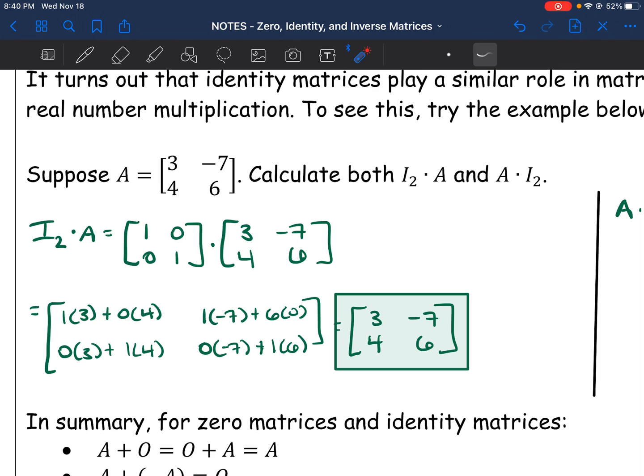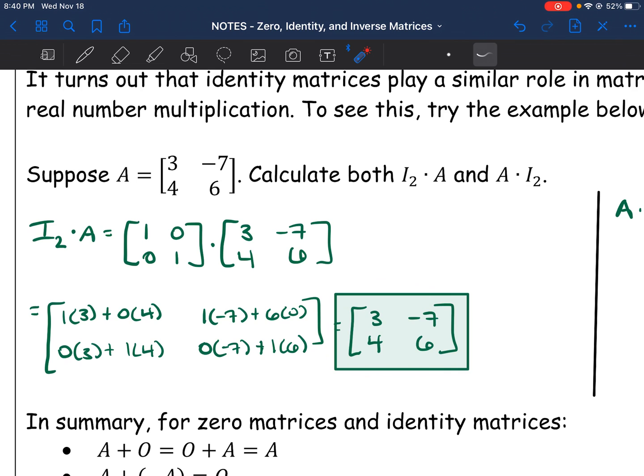And notice that the answer that we get when we multiply the identity matrix times matrix A is matrix A itself. So in that sense, the identity matrix is acting very similarly as 1 would have acted in the real numbers. We know that if we multiply a number by 1 in the real numbers, we just get that number back. Like 1 times 7 is 7, 1 times -0.5 is still -0.5. Well, same here, identity matrix times a matrix A would just be matrix A.